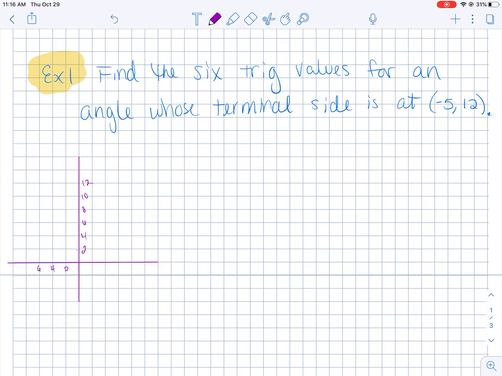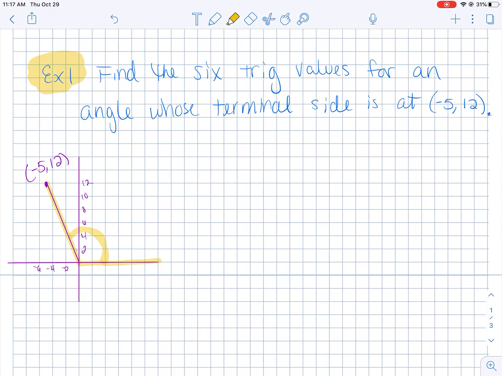So if I go back to -5 and then up to 12, that puts that point right there, right? They're saying that's the terminal side of the angle, so that's where the angle ends. So I would connect that point to the origin, and that creates our angle, okay? So our angle is starting at 0, just like always, and ending up here. So this obtuse angle is the angle that we want to calculate the values for.